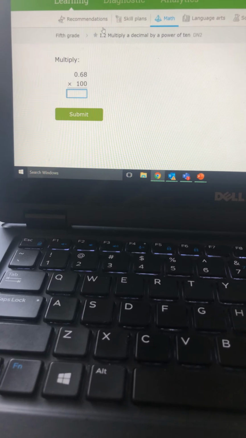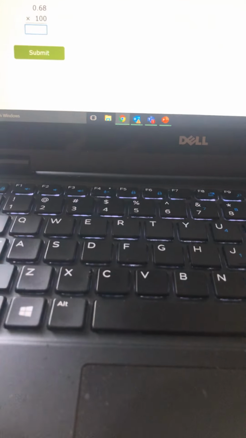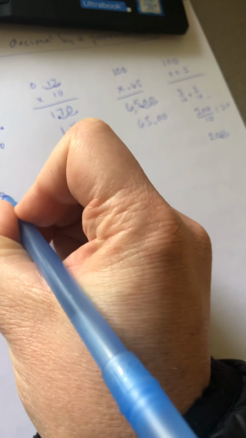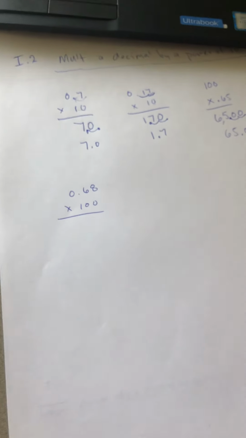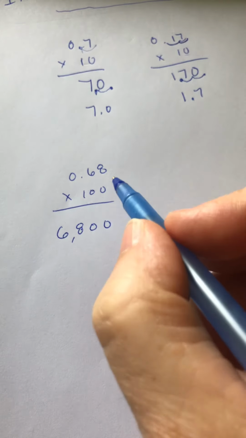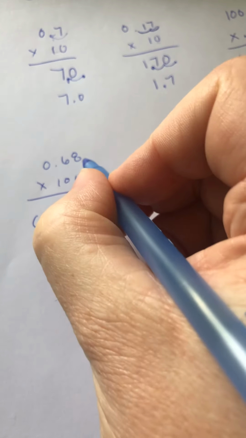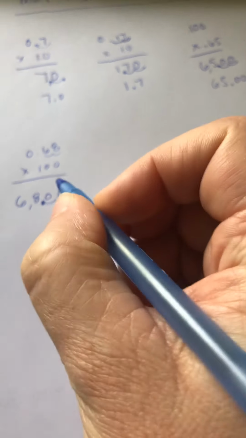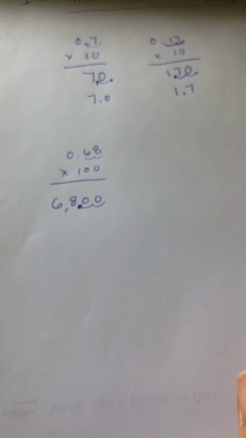Okay, next one, 0.68 times 100. So I'm just going to multiply as if the decimal wasn't even there, okay? 68 times 100 is 6,800. And now I count my decimal places. 1, 2, right? 1, 2. So I do that here. 1, 2. So it's 68. Okay?